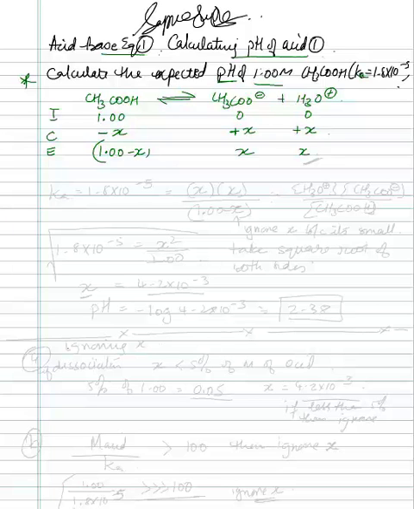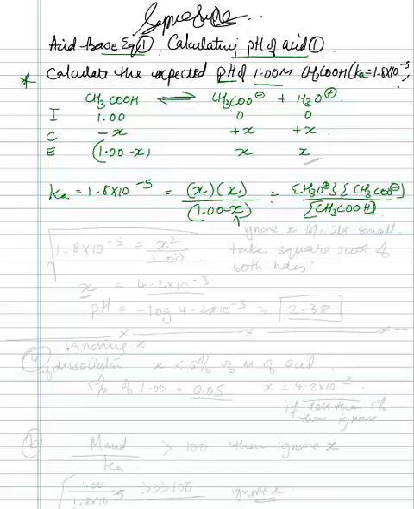So then we set up our Ka, which is 1.8 times 10 to the negative 5, and this is equal to X times X, and then all this is divided by 1.00 minus X, because this is actually, let me write that out for you, the hydronium ion concentration, the acetate ion concentration, and then this is the acetic acid concentration that you need. So that's how you set this up.